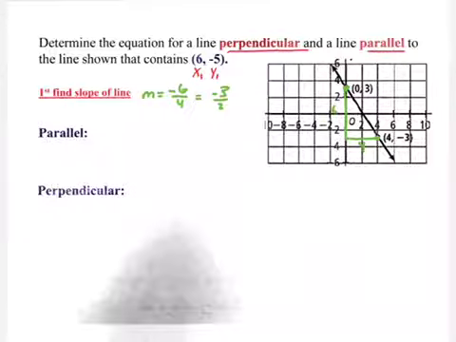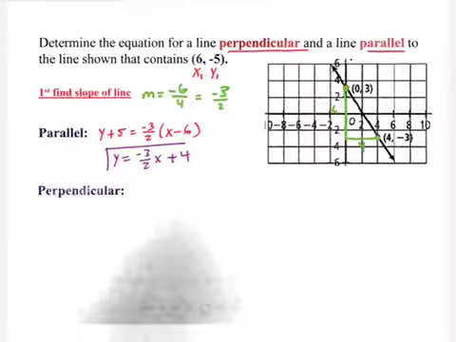So to be parallel, I'm going to use the exact same slope. I'll set this up in point slope form first. So y minus y1, which would be -5, so plus 5, equals -3 over 2, x minus 6. So that's my parallel point slope form. And then to simplify it down into slope intercept, I distribute. I've got y equals -3 over 2 x, and then plus 4 would be my slope intercept form equation.